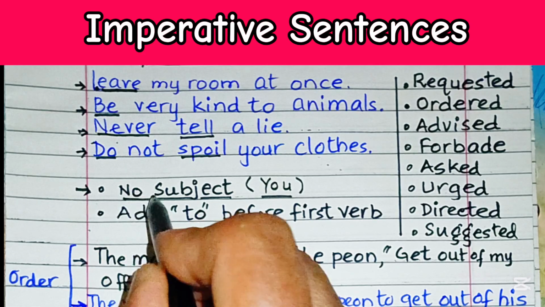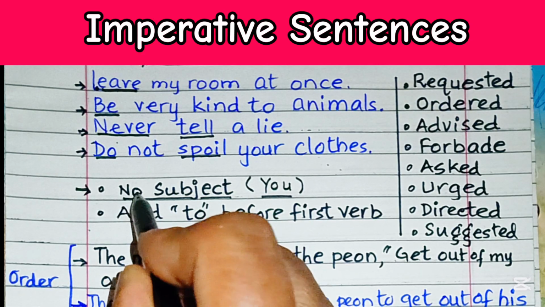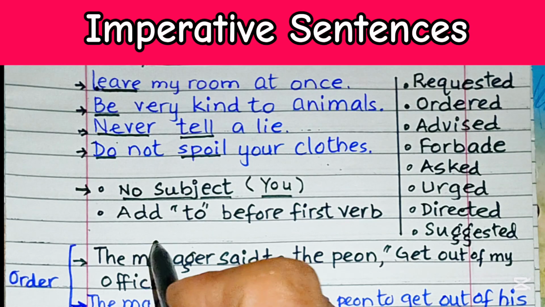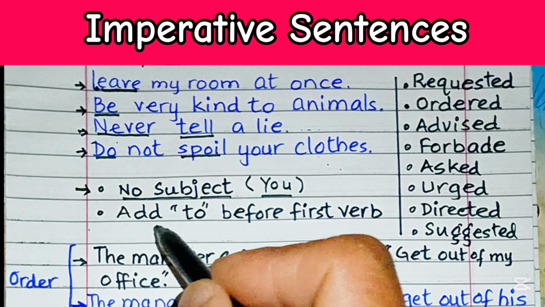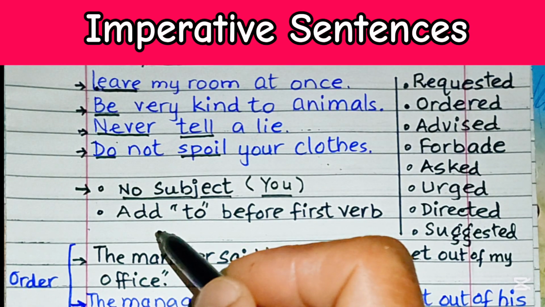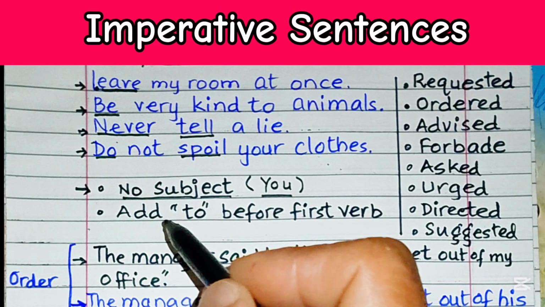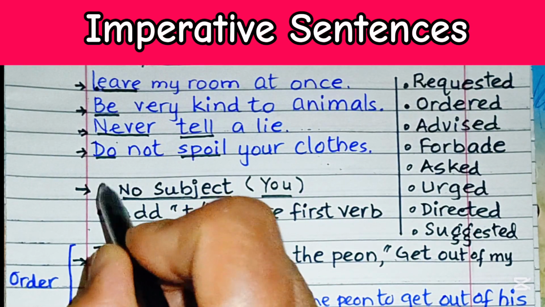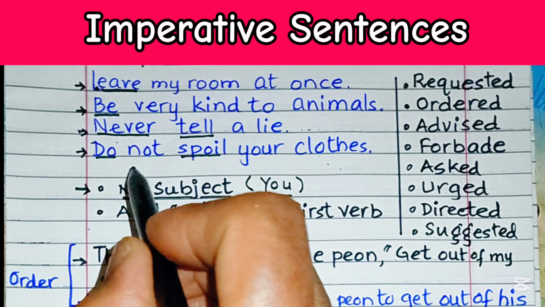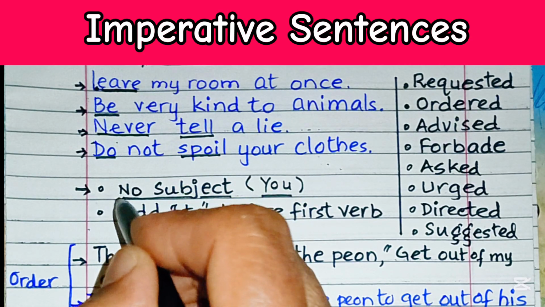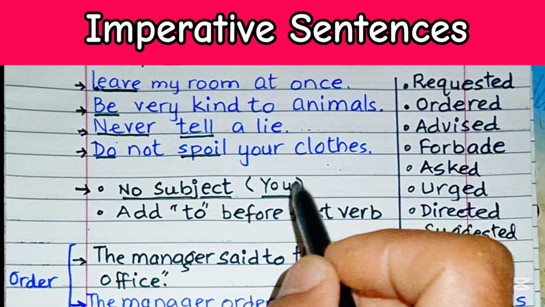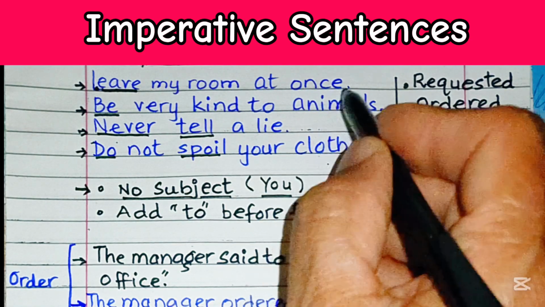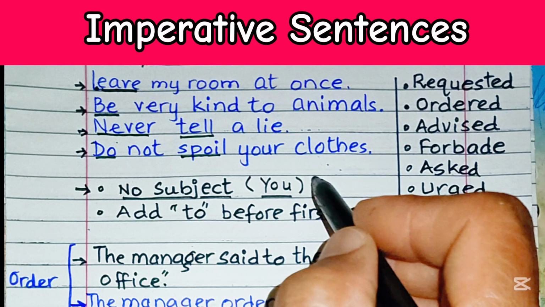So imperative sentences don't have a subject. There is no subject. Any imperative sentence has no subject, as I said. Instead, it begins with a verb and ends with a full stop, just like an assertive sentence.